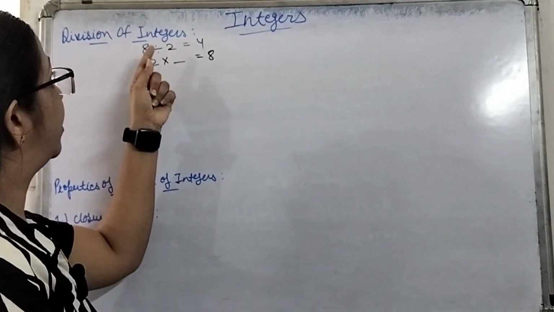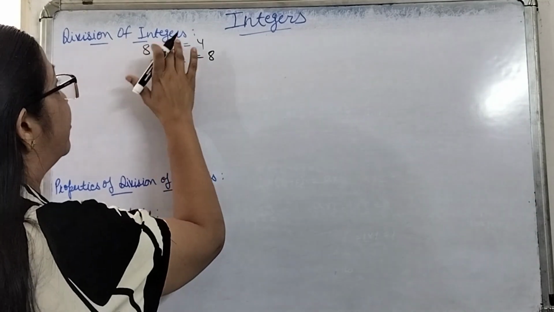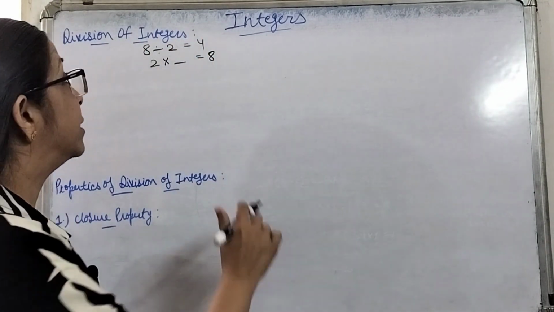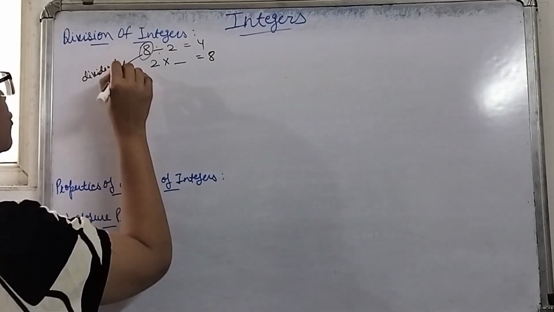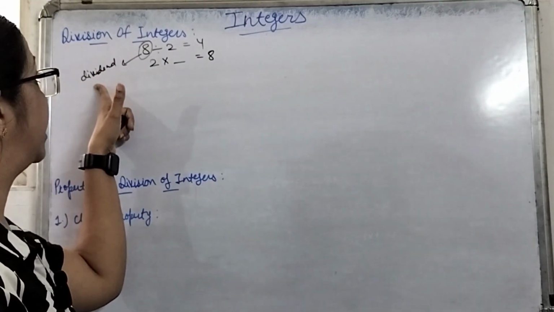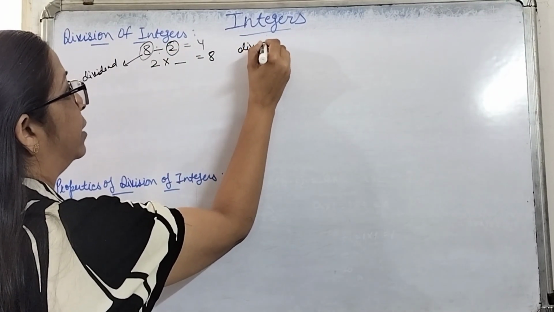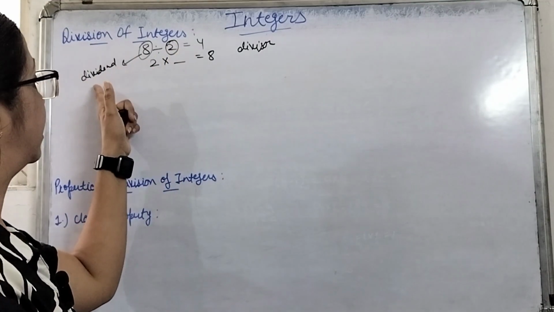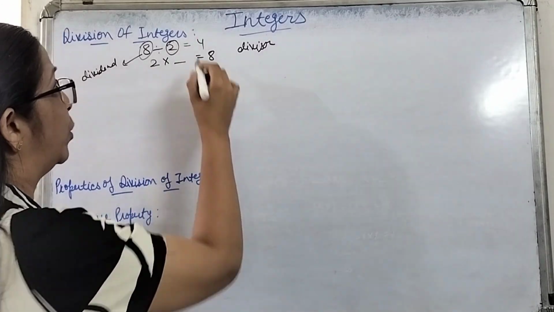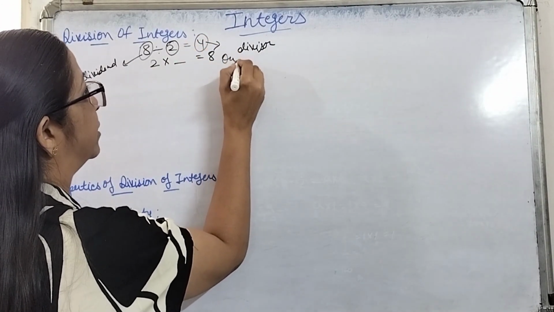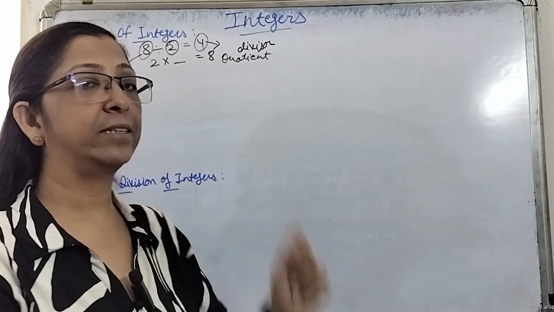The number by which we multiply 2 to get 8 is known as the quotient, that means the answer of the division. The number which we are going to divide is known as the dividend, and the number by which we are dividing it is known as the divisor. The answer of the division is known as the quotient. So when we divide the dividend by the divisor, we get the quotient.